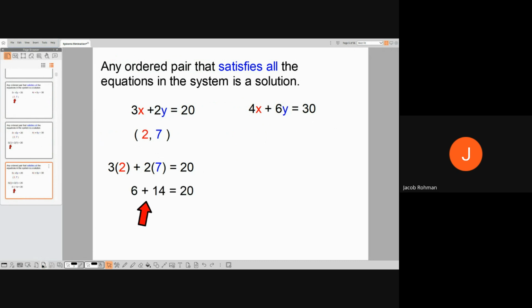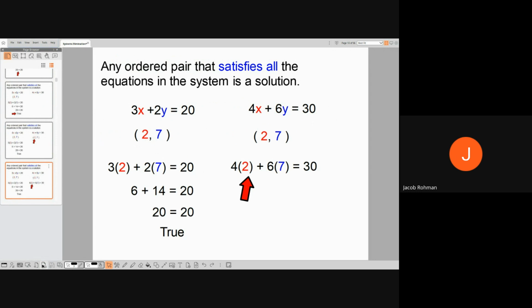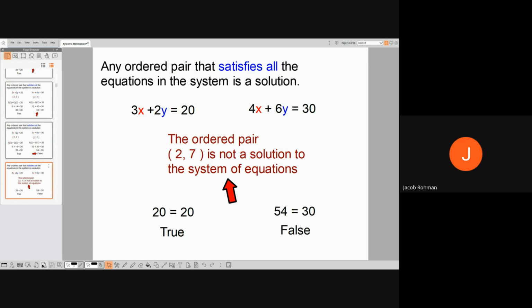So 6 plus 14 is equal to 20, and we get the statement 20 equals 20, which is true. So we've passed the first one. Now let's do the same thing for the second. We substitute 2 in for x and 7 in for y, and evaluate the expression, 12 plus 42. That's 54 equals 30, which is a false statement. That tells us that the ordered pair 2, 7 is not a solution to this system of equations.